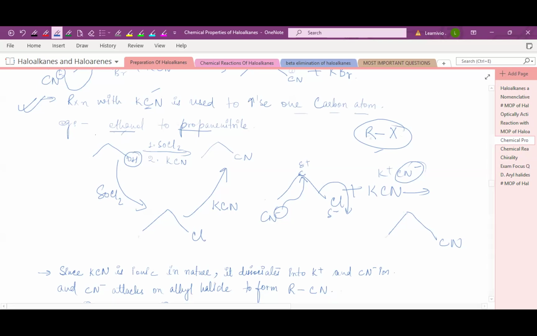Oh yeah, so this question is important. This type of question can come in your exam. Okay, so the basic thing is KCN is used to increase one carbon atom. के लिए you can use the KCN in the reaction.